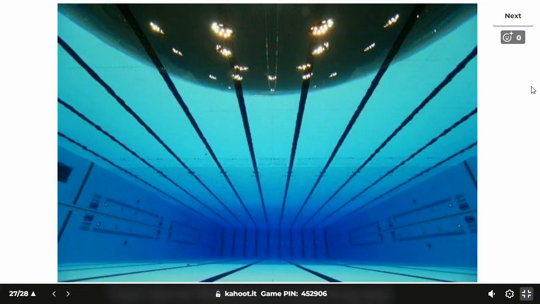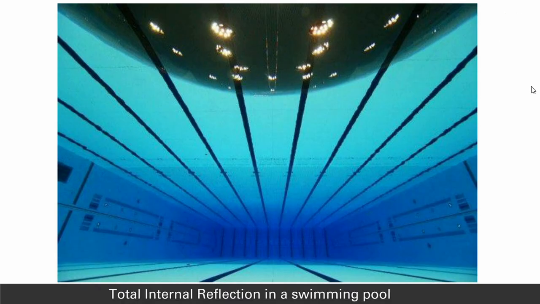To see an example of that, we have this picture. You can see the bottom of the pool at the bottom of the image, and then as you're looking up, there's a small region where you can actually see out of the pool, but for most of the length of the pool, you cannot see out of the pool. So this is the total internal reflection.